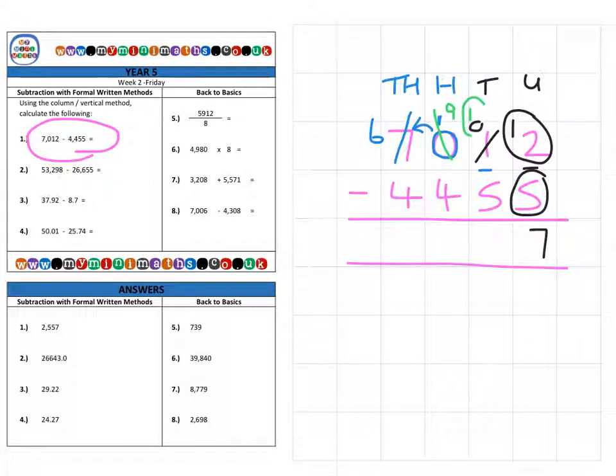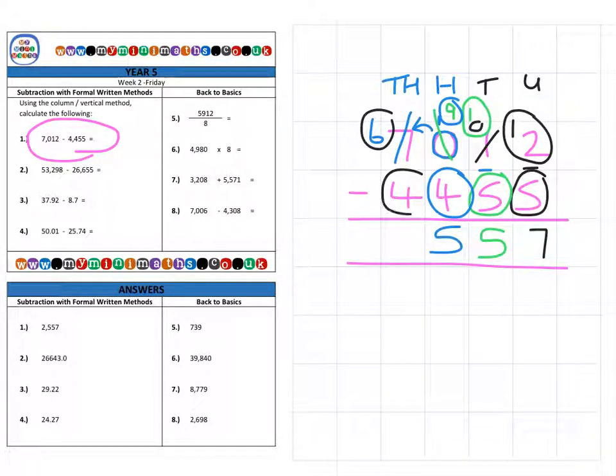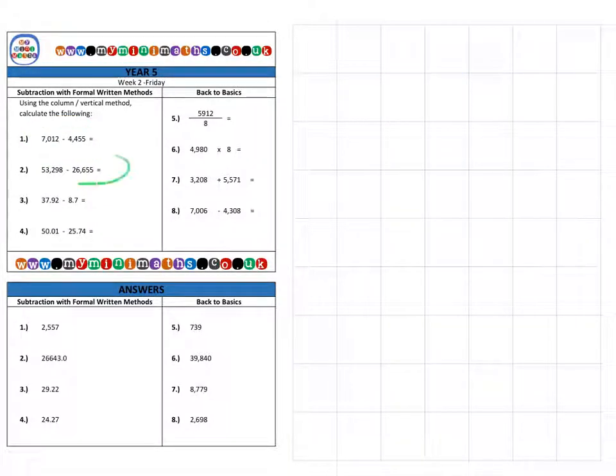So we have 10 tens subtract 5 tens for 5 tens. Then we have 900 subtract 400 for 500, and then finally we've got 6,000 subtract 4,000 for 2,000. So a final answer of 2,557. And next we're on to question 2.